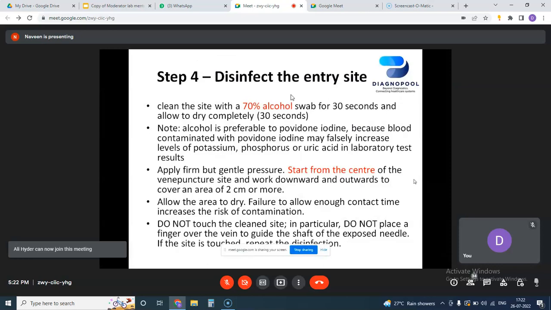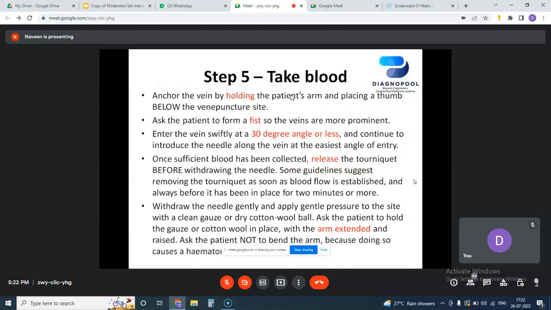Then allow the area to dry and do not touch it after it has been cleaned. If you touch it with your finger, you have to repeat the disinfection of the site. Remember, the gloves that you are using are not sterile gloves. Okay, so that's why you should not touch the site of the vein which is being pricked. Okay, remember that. The next step is taking blood.